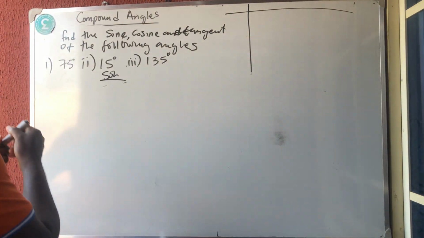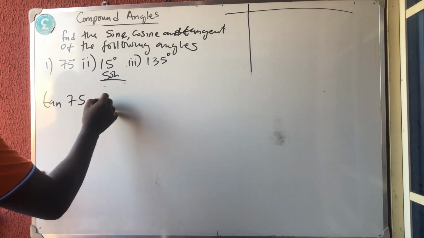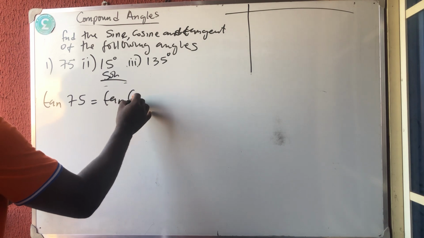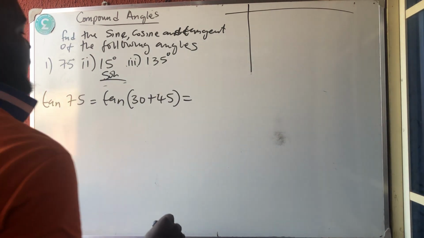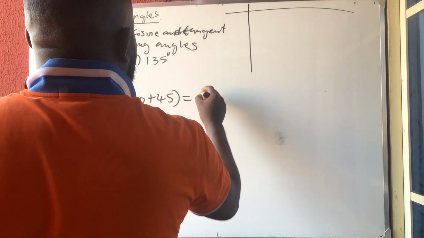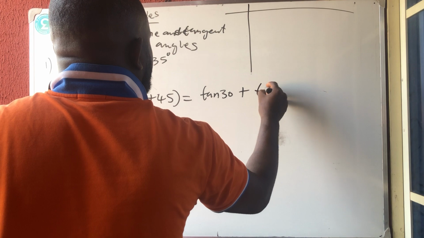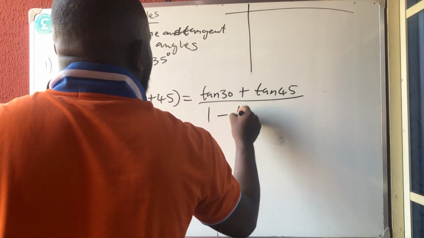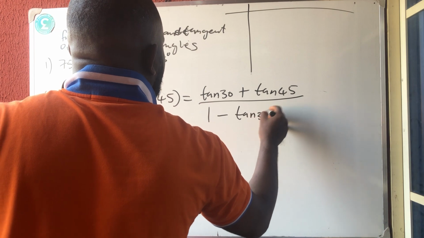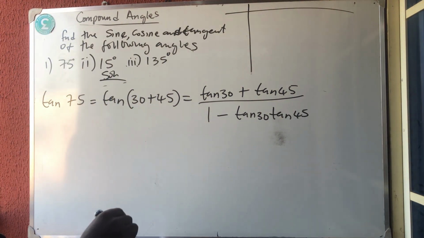So for the tangent, it says we should find tan 75, which we can write as what? Tan 30 plus 45. So what do we have? We are going to have tan 30 plus tan 45 divided by 1 minus tan 30 tan 45. So that is that, using our formula.